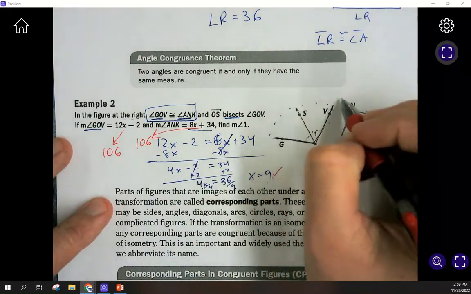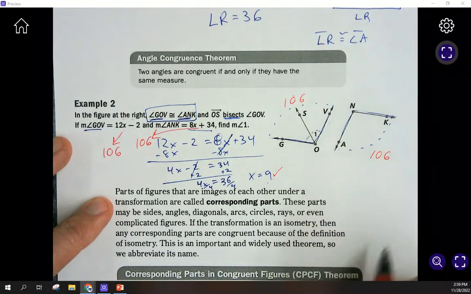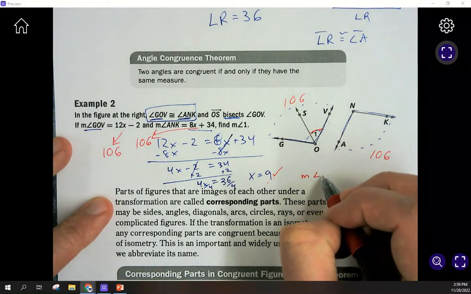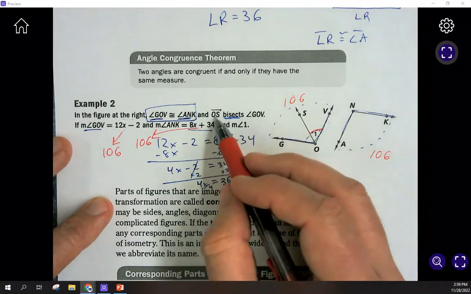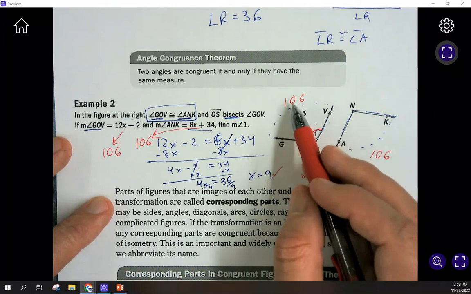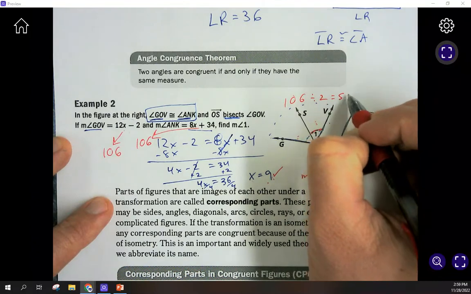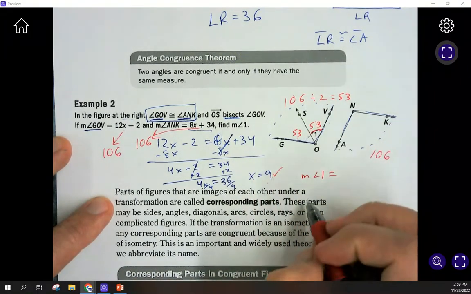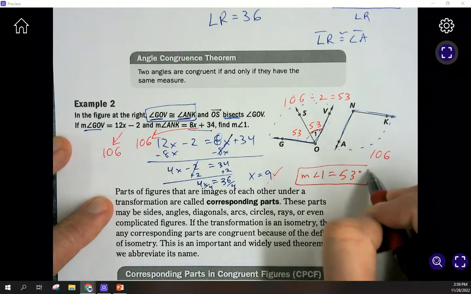So this whole angle is 106. This whole angle is 106. This angle that I'm looking for, the measure of angle 1, is going to be half of 106 because OS is bisecting the 106. It's cutting it into two equal pieces. So you're going to do 106 divided by 2, which is 53. So this angle is 53 and this angle is 53. And so the measure of angle 1 is 53 degrees.